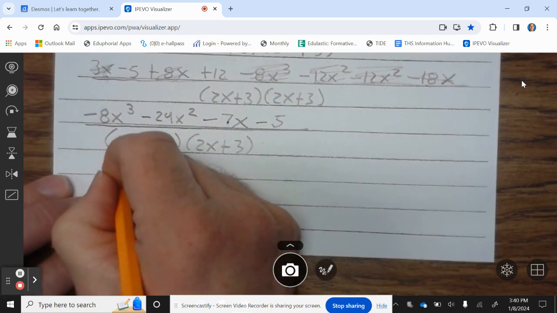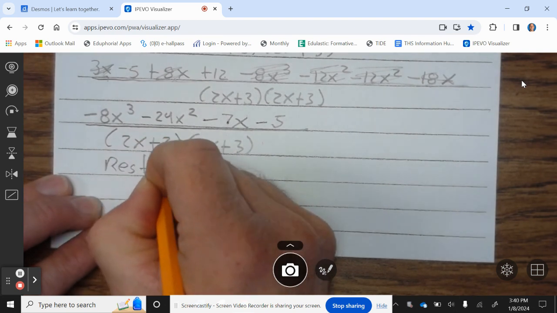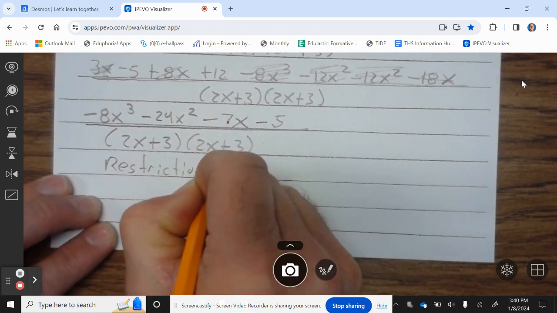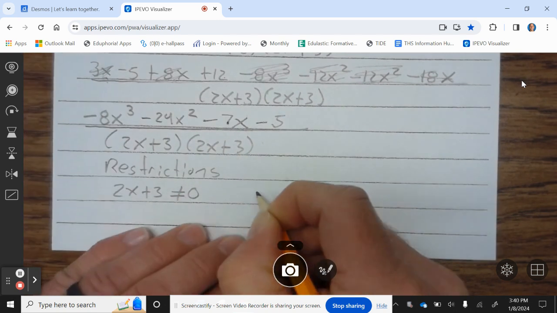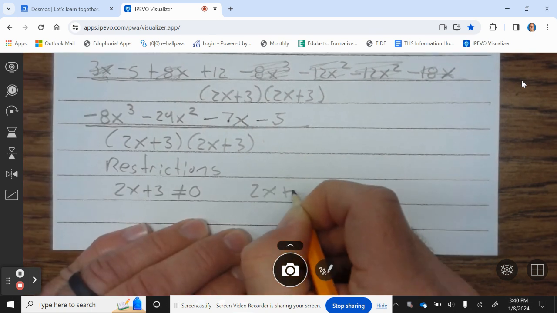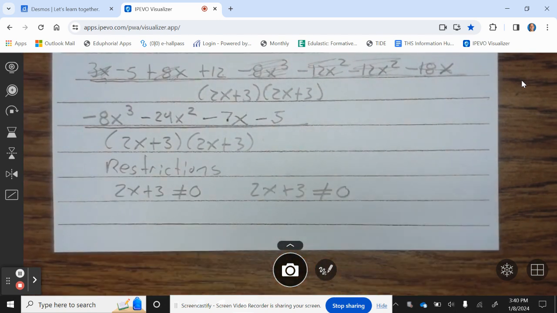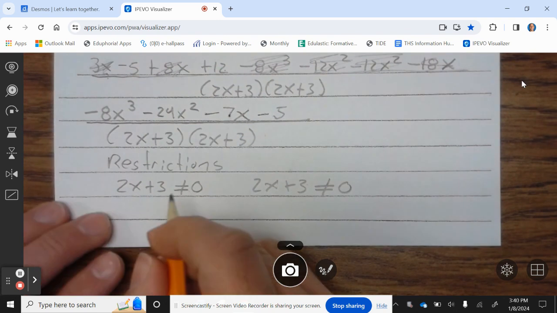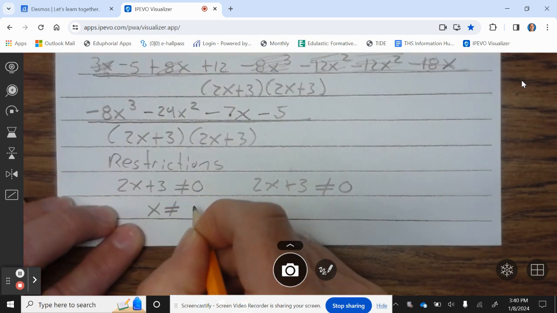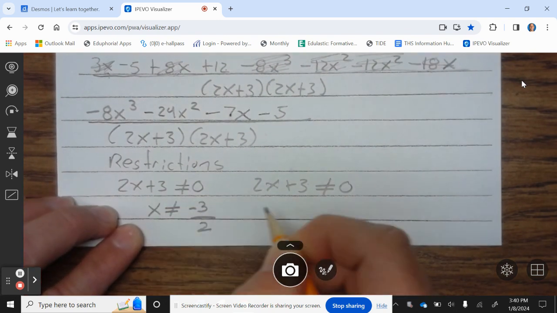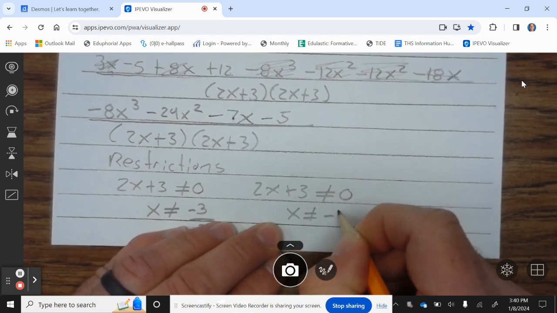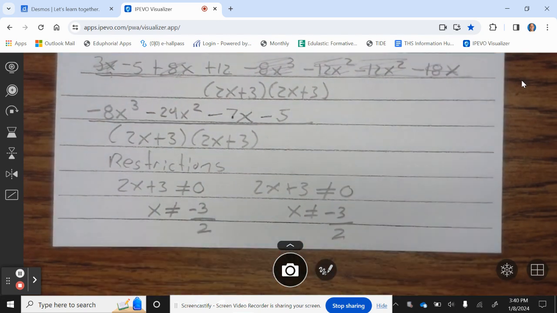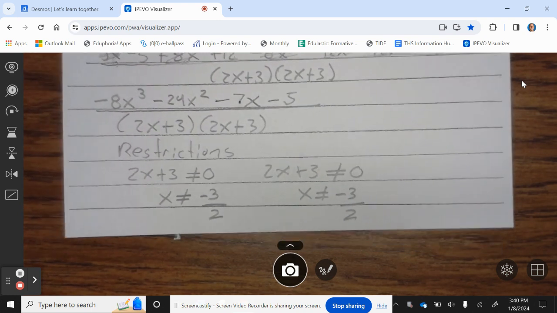And then restrictions, we set 2x plus 3 not equal to 0. We subtract 3, divide by 2. X does not equal negative 3 divided by 2. All right, go ahead and finish that up. Let's take a look at the next page.